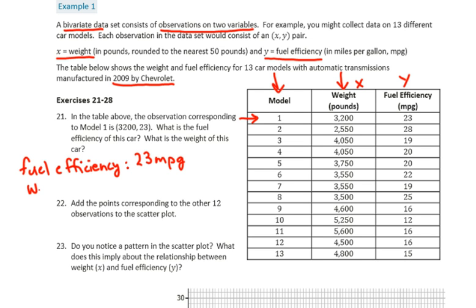And next it asks about the weight, which is the X value, 3,200 pounds. So I use that table, and that gives me an X and Y coordinate ordered pair, which really means how efficient it is on fuel compared to its weight. Add the points to the corresponding other 12 observations in the scatter plot.